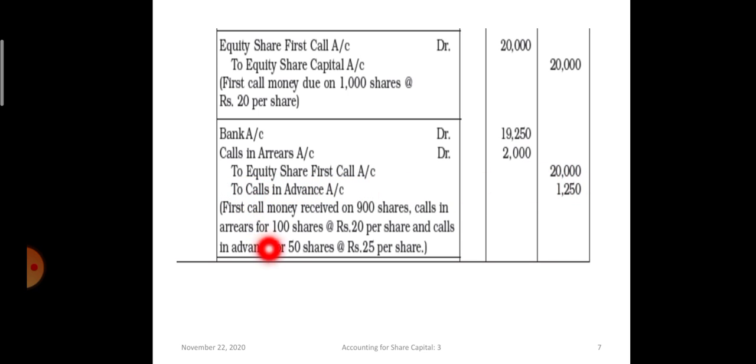Okay, 50 into 25, 1250 will be credited, and the cash or the amount received in bank is 18,000 plus 1250, 19,250 rupees.